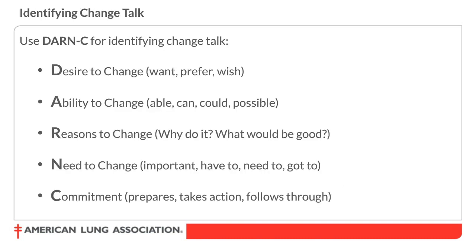Change talk can be identified by utilizing the DARN-C model. The D, identify their desire to change. The A, identify their ability to change. The R, identify their reasons to change. The N, identify their need to change. And lastly, the C, identify their commitment to change.